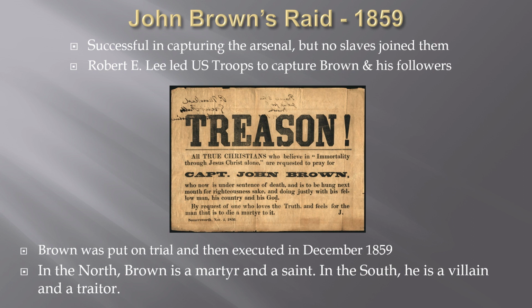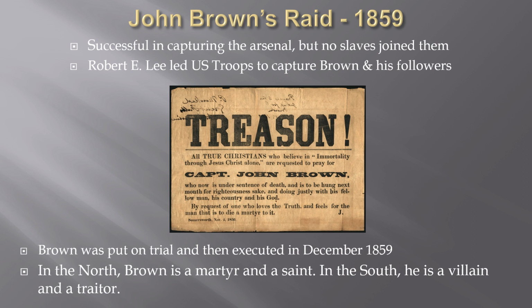So he and his men attack the arsenal at night. They are successful in capturing it, but no slaves joined them. Ironically enough, the first person that they killed in the raid was an African American who was wandering by, whom they spotted, and they shot him for fear that he was going to raise the alarm on them. Brown and his men are eventually captured by Robert E. Lee, who's going to become famous during the Civil War as the leader of the Confederate Army. He's going to lead U.S. troops. They're going to capture him while they're held up in a firehouse at the arsenal. Brown's going to be put on trial and then executed in December of 1859.